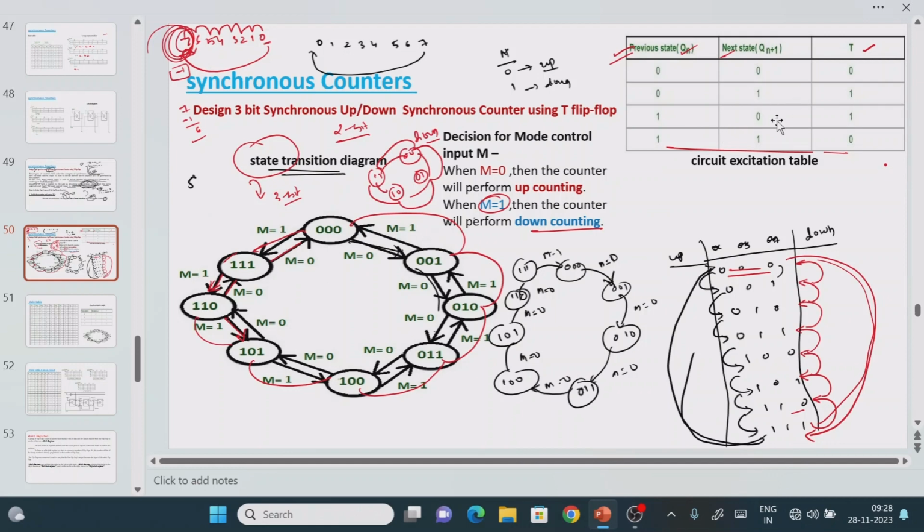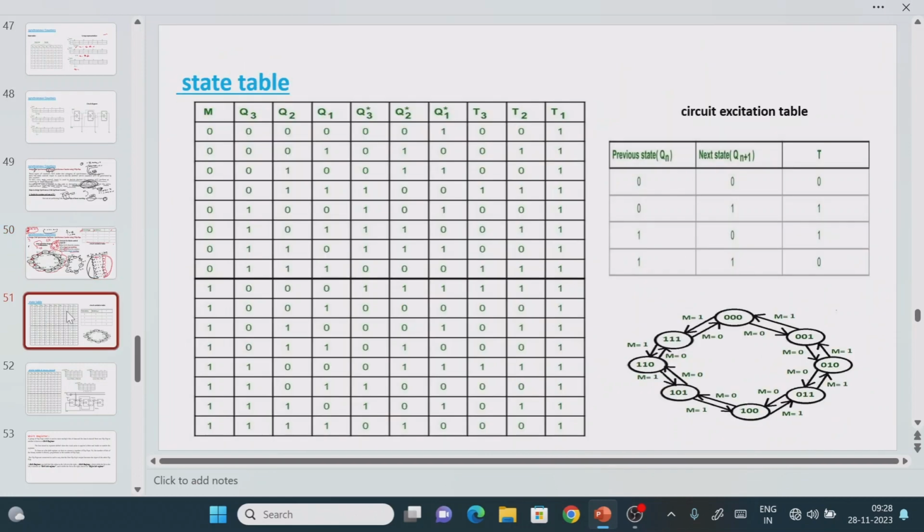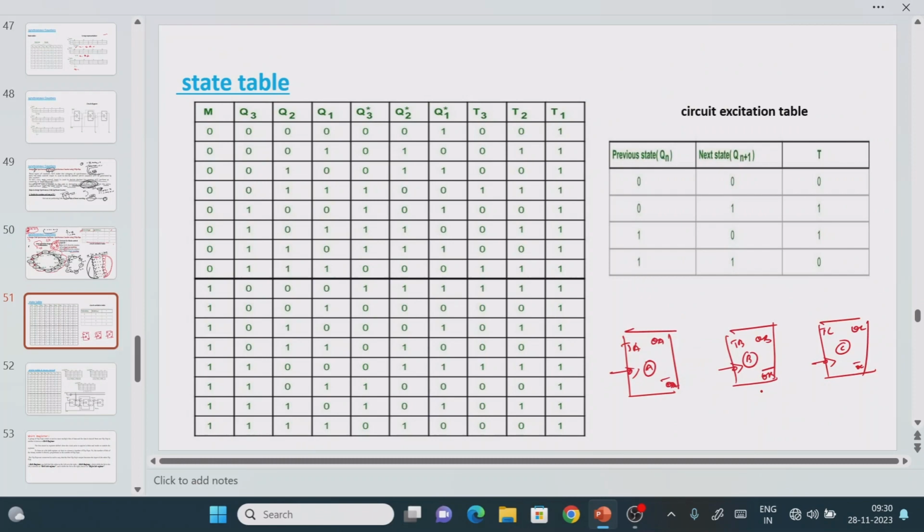Now, what is our requirement? How many flip-flops are required? 3-bit means 3 flip-flops are required. It means that internally we need to write the 3 excitation tables, right? Let it be TA, TB, TC, with the corresponding outputs QA, QB, QC.